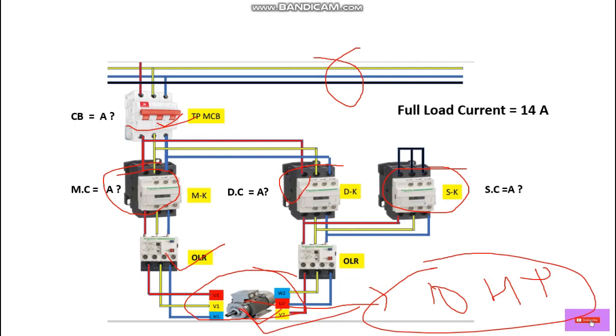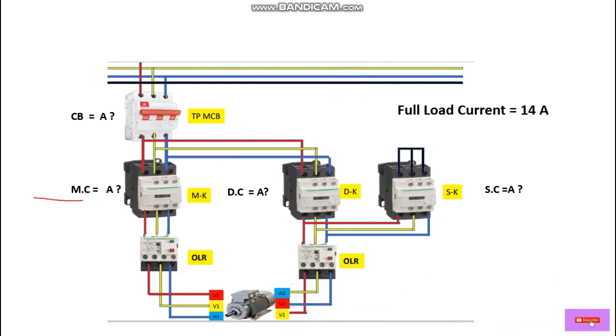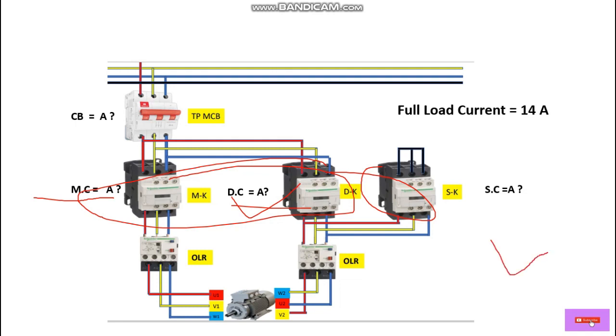So here what we are going to do, we have to first calculate the main contactor size. What is the size of this contactor, what is the size of this contactor, and what is the size of the star contactor. So main contactor and delta contactor are the same size, but the star contactor is less than this, because in star connection current will be reduced as compared to delta connection. That's why we have to use less rating as compared to the delta and main contactor.